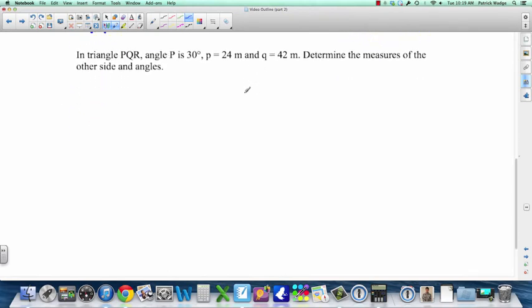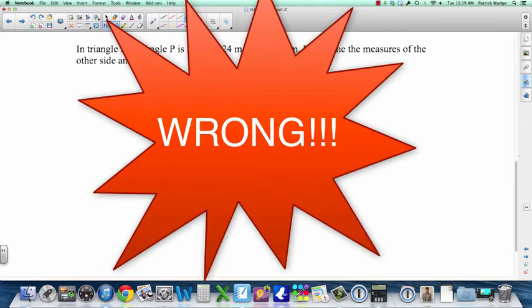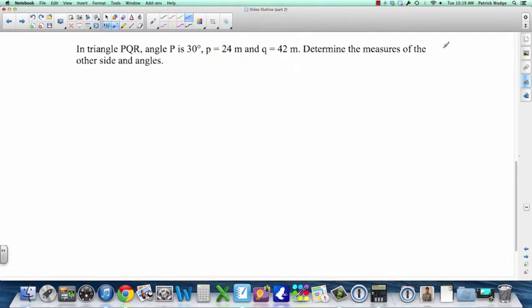So now we just have one last question to do and we'll be done. Don't you feel like we're almost at the end? Surprise, we have tons of work still to do. So let's get started. It says angle P is 30 degrees, P is 24, and Q is 42. This is an angle side-side.